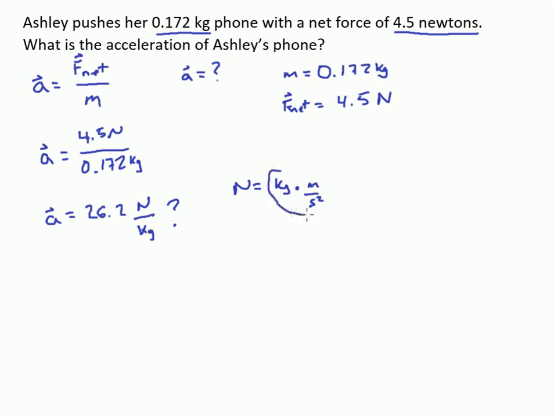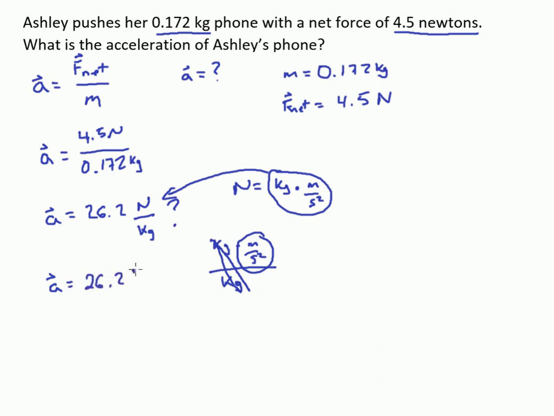So if I substitute that in place of the newtons here, I'm going to get kilograms times meters per second squared, all that divided by the kilograms on the bottom. And so those kilograms will cancel out right there. That leaves me with meters per second squared. And that makes sense. So a newton per kilogram is actually the same thing as a meter per second squared. So we have an acceleration of Ashley's phone of about 26.2 meters per second squared.